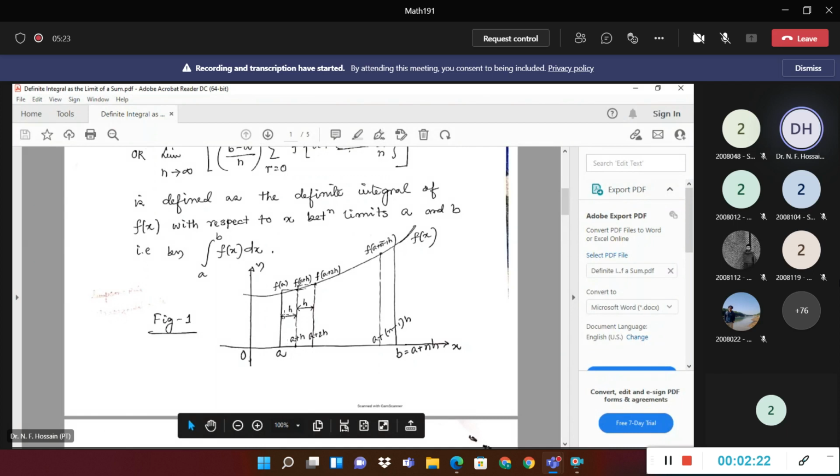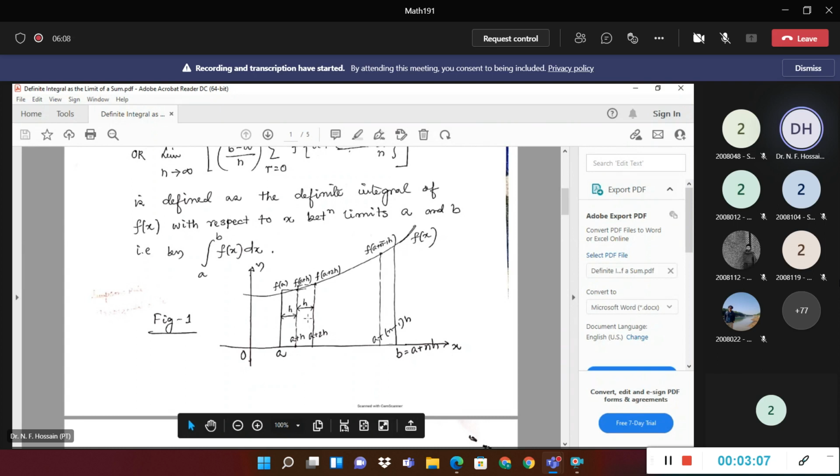If you draw these ordinates, and h is very small, then it becomes a rectangle of very small width. Here the width is h and the length is f(a), because this length is f(a), and the next rectangle also has width h. So the area of the first rectangle is h into f(a). The area of the second rectangle will be h into f(a plus h).